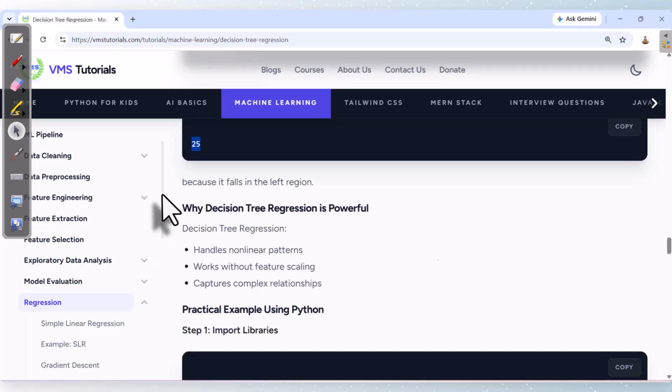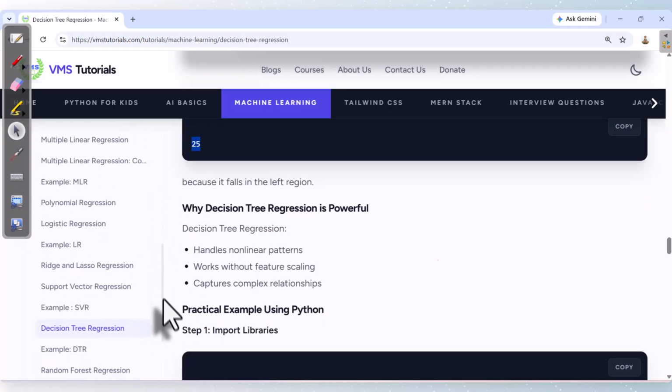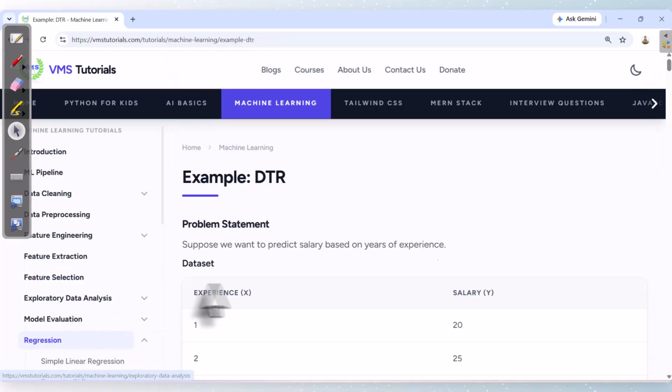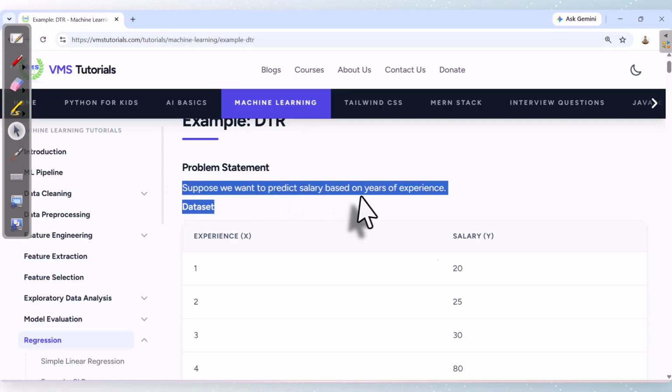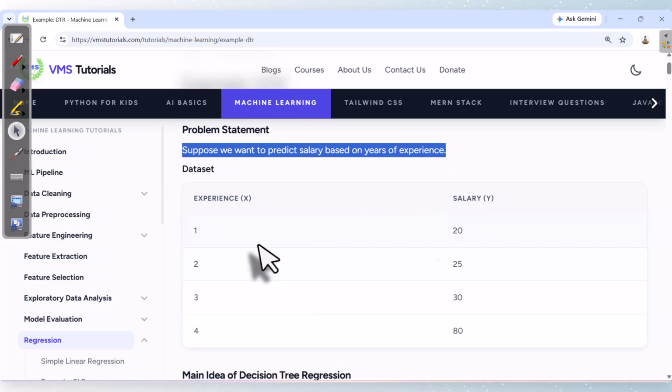Now, let me take one simple example here. The detailed explanation I will give you, a decision tree regression problem. Please take a pen and paper to solve this. I have given very simple steps only. Suppose we want the prediction for the salary based on the years of experience. This is my data, very simple data. I am taking 1, 20, 2, 25, 3, 30, and 4, 80.